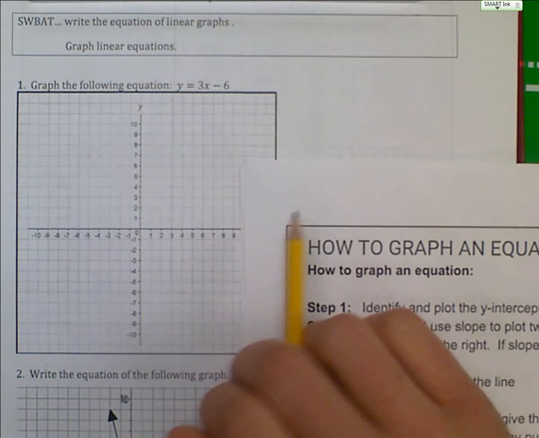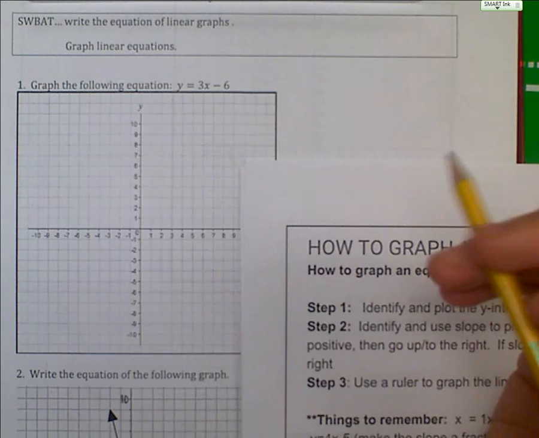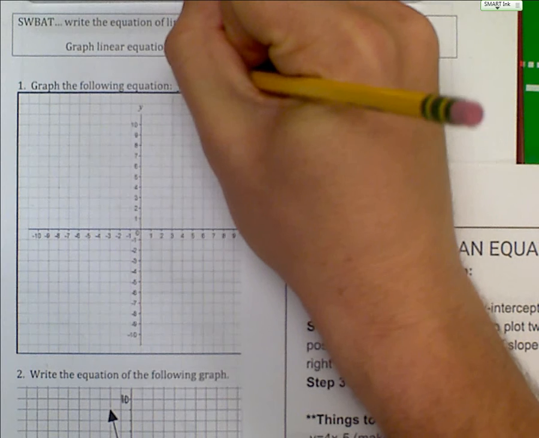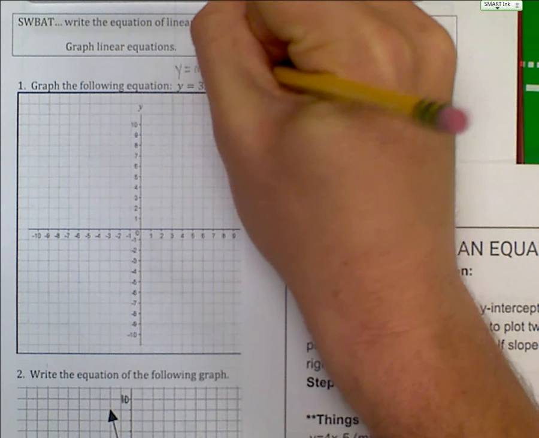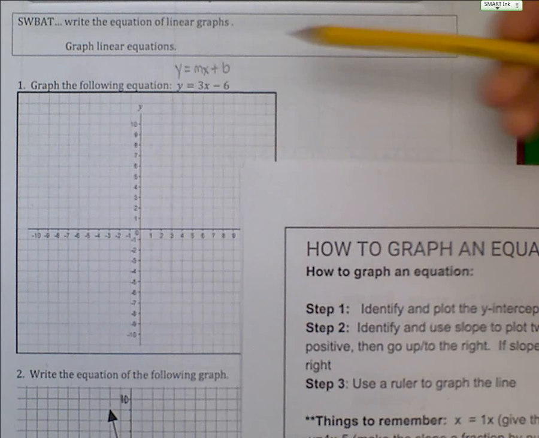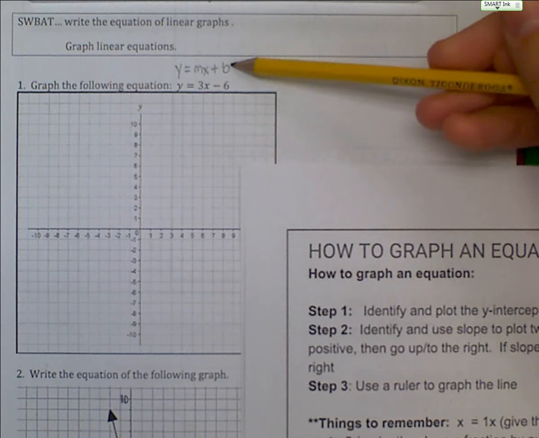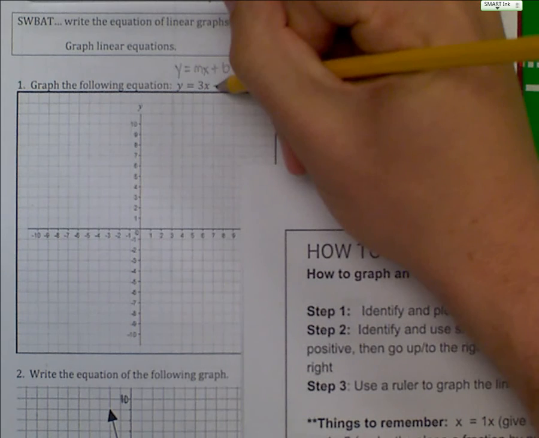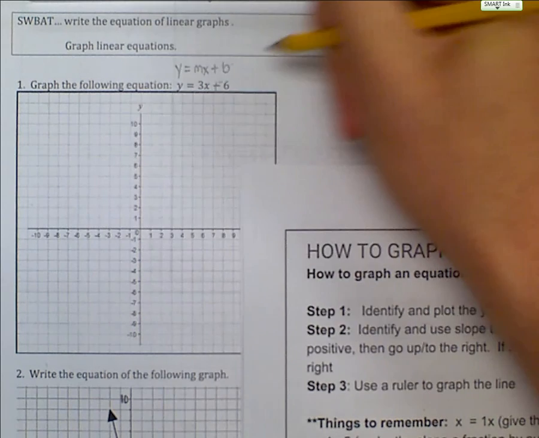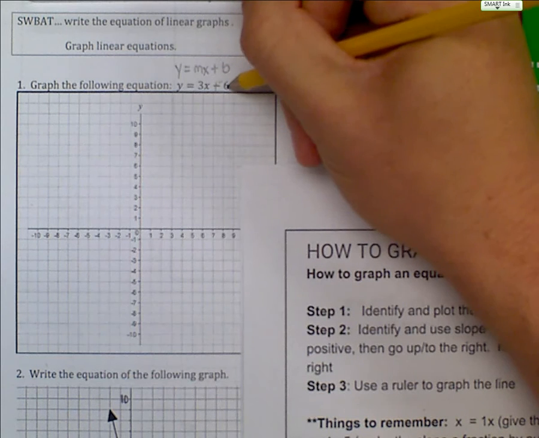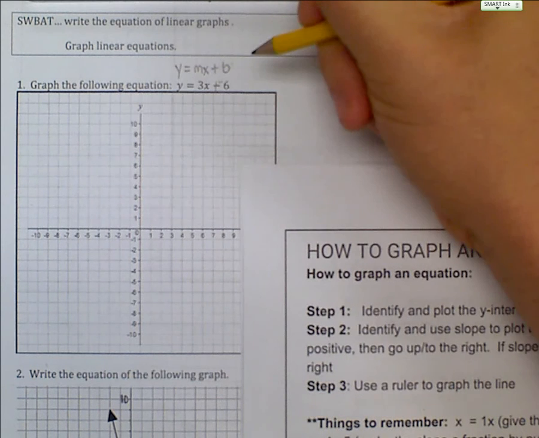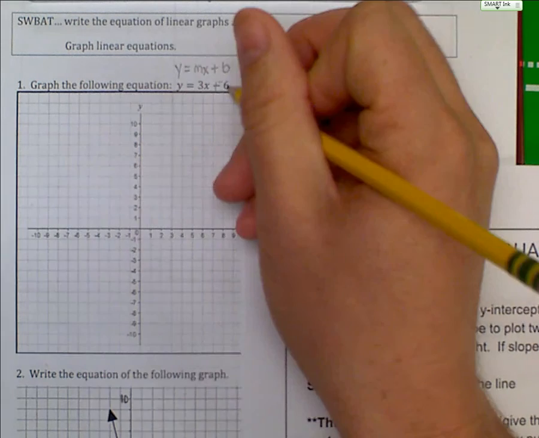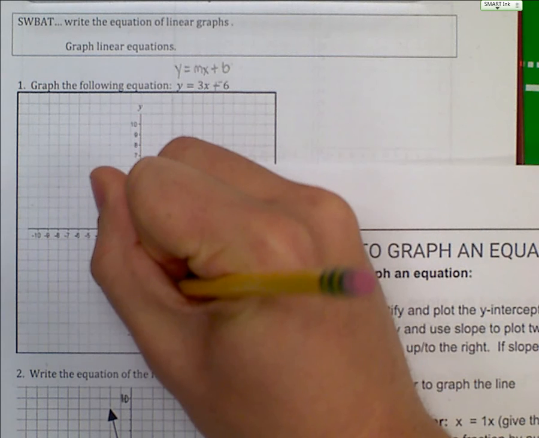So looking at my equation here, y equals 3x minus 6, I remember that famous equation, y equals mx plus b, where m is the slope, b is the y-intercept. So if I see a subtraction sign here, I can think of this as plus negative 6, which means b, my y-intercept, in this case, is negative 6. So I've identified it, and I'm going to plot the y-intercept on the y-axis at negative 6.